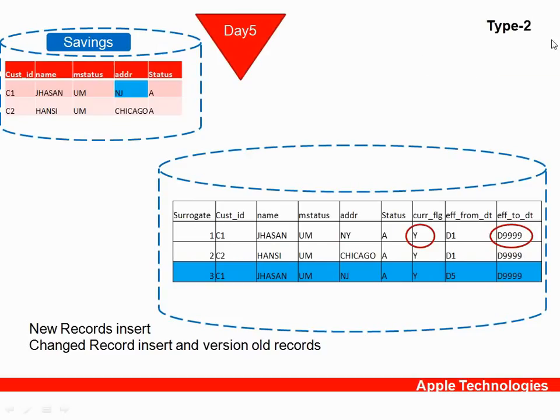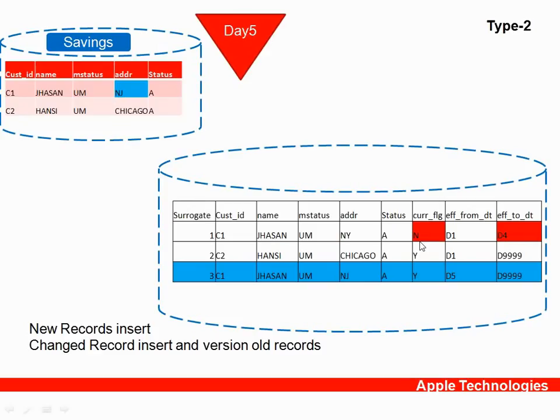People are okay. So now if I change a record insert, if you leave it, there is a problem. So that's why we version old records. What does this mean? It means again you have to develop code in the ETL to go and change this information to something else. After inserting this, I will go to the previous records and make them N, because that is no longer the latest record, that is no longer the current record.